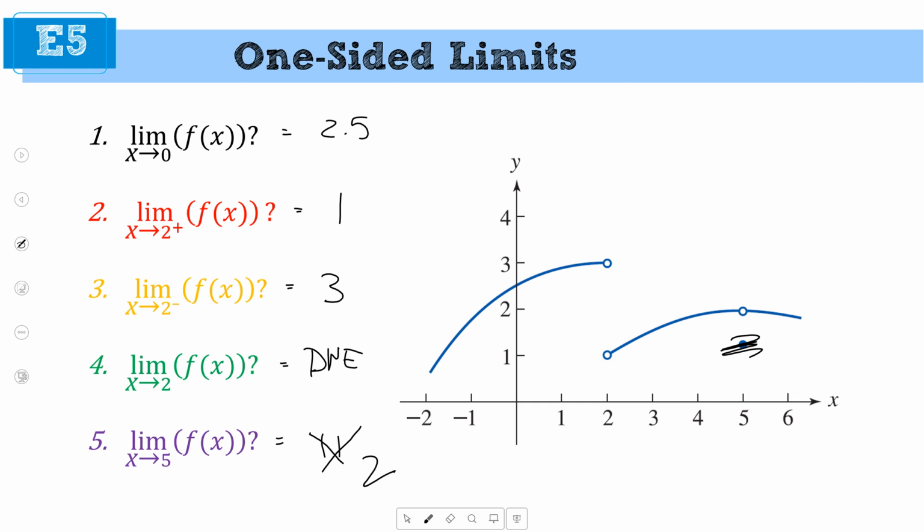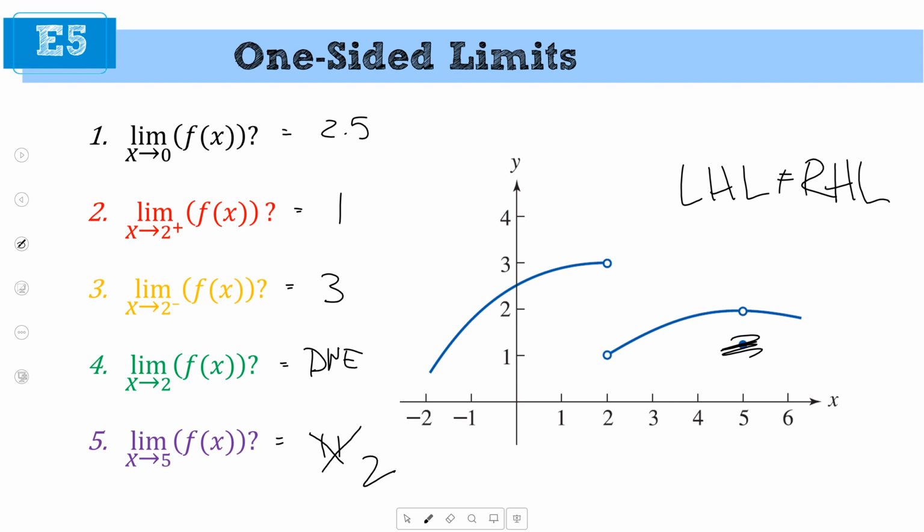Let's talk about the green. Is everybody okay with the concept of that being DNE? Yeah. Because the red and the yellow, is anybody colorblind, by the way? No. Okay, good. Because the yellow and the red don't match, now we're back to the whole concept of left-hand limit not matching right-hand limit. And so therefore, number 4 is DNE. Okay? Good.